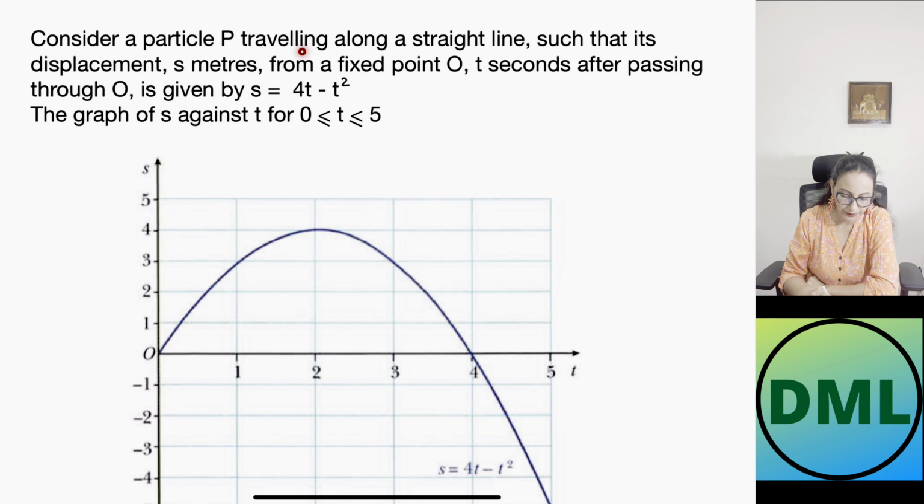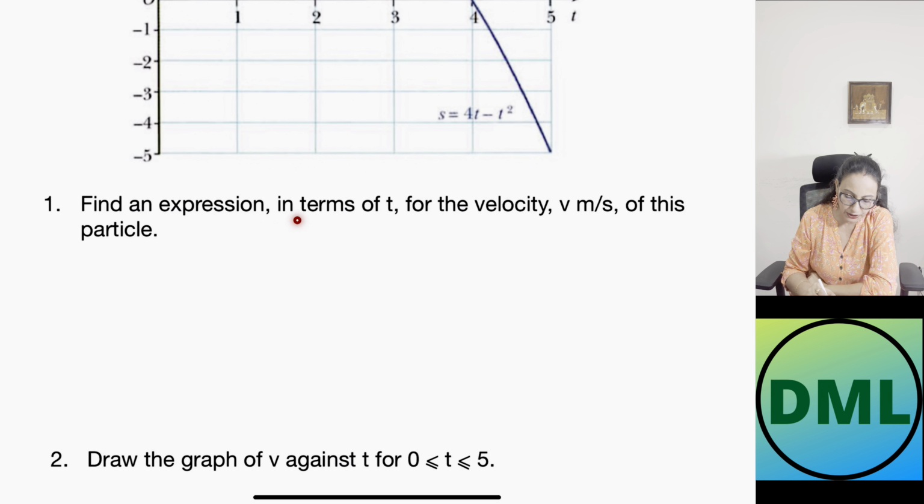Consider a particle P traveling along a straight line such that its displacement s meters from a fixed point O, t seconds after passing through the origin O, is given by s equals 4t minus t square. The graph of s against t is given for t greater than 0 to less than 5. This is the same question. I have picked it from the previous video. If you have not watched it, please watch it. This is the displacement time graph. From this graph, find an expression in terms of t for the velocity v meters per second of this particle.